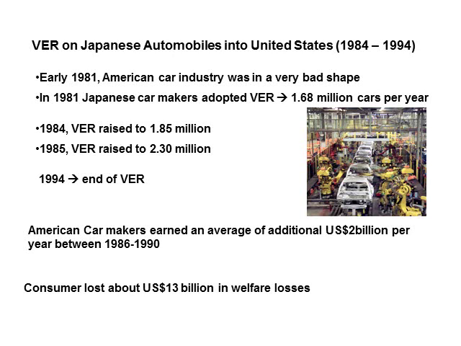Throughout these years, it's estimated that American car makers, because of a lack of Japanese competition, made an average of additional $2 billion per year between 1986 and 1990, which is part of the period in which the VER was imposed. Consumers, on the other hand, lost about $13 billion worth in welfare losses because either they were made to buy American cars, which was not something that they wanted, or if they really wanted to buy a Japanese car, they had to pay a higher price. So the consumers lost out big time.